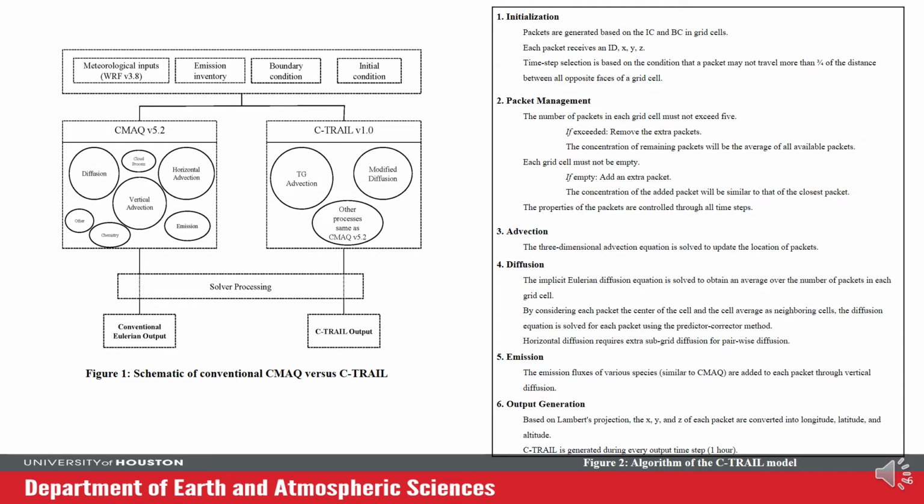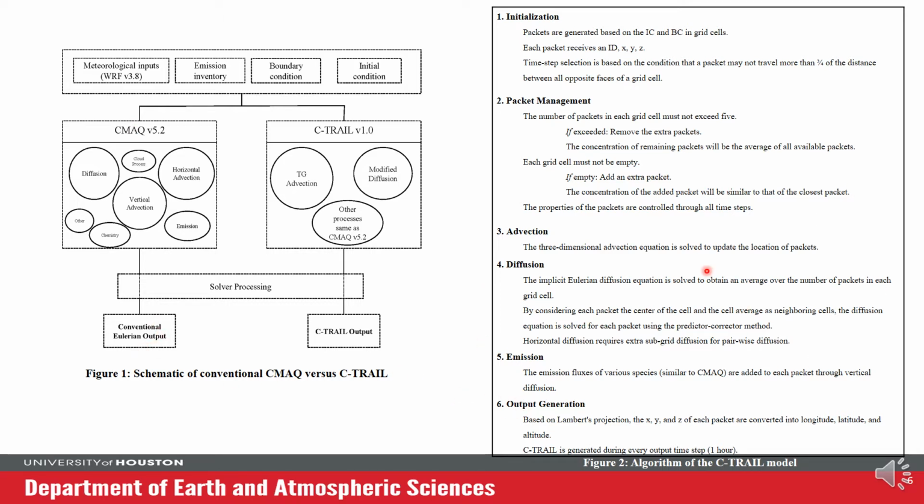In this slide, first we present the schematic of a conventional CMAQ versus CTRAIL. On the left-hand side, you can see that both these models use the same meteorological inputs, emission inventory, boundary condition, and initial condition. But the modules inside standard CMAQ are different from the modules inside CTRAIL. For example, horizontal advection and vertical advection are combined together, and we have TG advection, which is three-dimensional. And we have to modify the diffusion code for CTRAIL. Other processes are almost the same as CMAQ, but there are some modifications inside them. From CTRAIL, we have the CTRAIL output, and from CMAQ, we have a conventional Eulerian output.